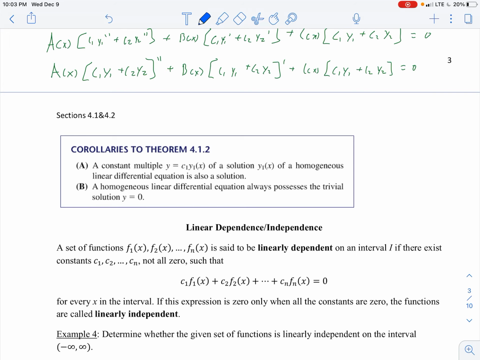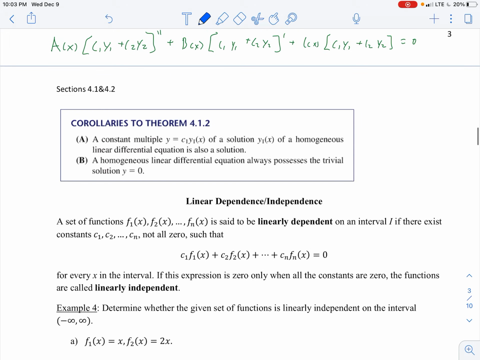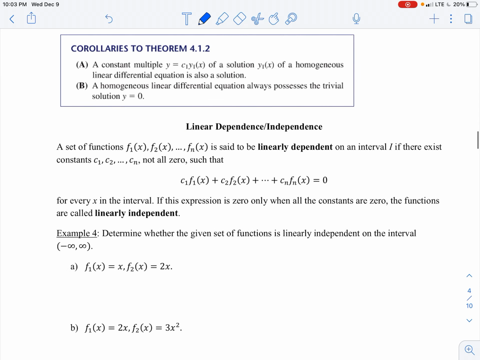I think it's pretty self-explanatory. If you have a solution y sub 1 of a homogeneous linear differential equation, then you multiply by some constant, that's also going to be a solution. And if we're dealing with a homogeneous linear differential equation, it will always have the solution y equals 0.